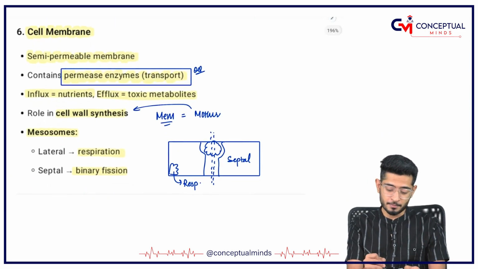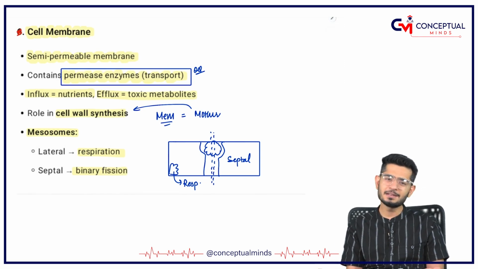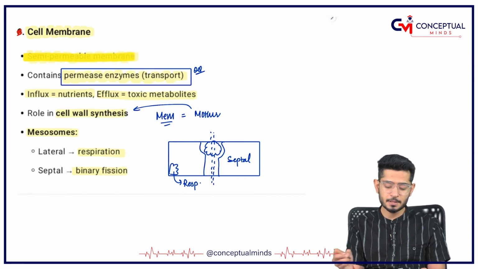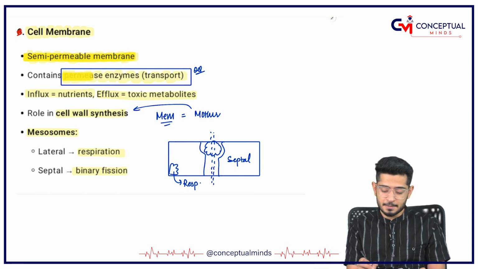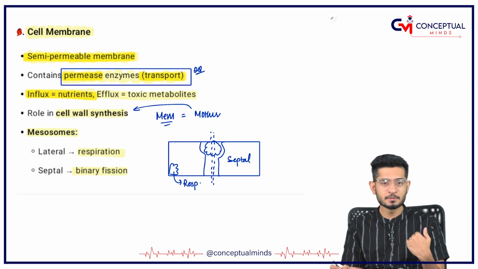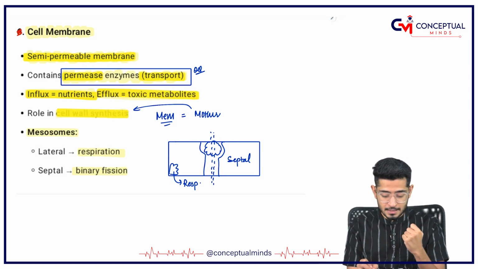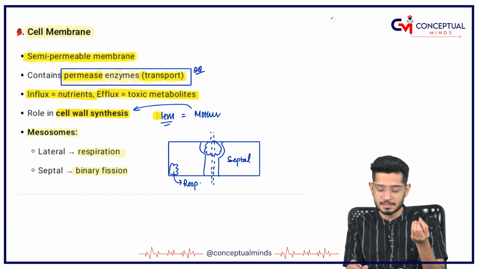Coming on now to the cell membrane. Just leave this numbering. Like any other cell membrane, it is a semi-permeable membrane. It contains the enzyme permease, which permits the transport. It allows the influx of nutrients and efflux of toxic metabolites. It also has a role in cell wall synthesis. I told you membrane is just like mom, like mother, right?